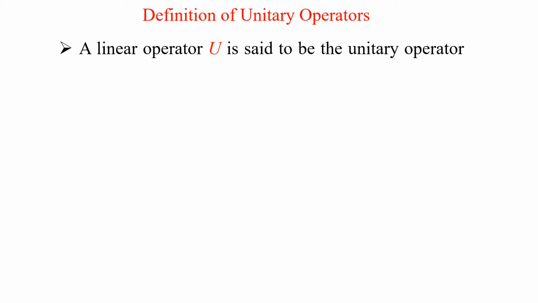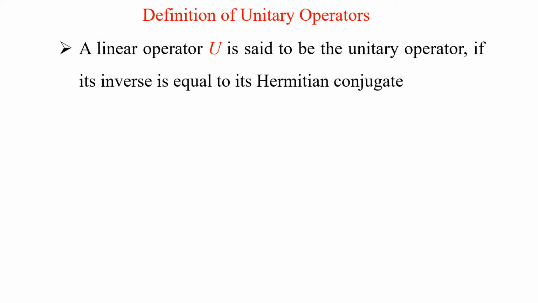As I have given a few lectures on unitary operator, here I am going to give only the definition of the unitary operator. A linear operator U is said to be the linear unitary operator if its inverse is equal to its Hermitian conjugate. That is, U dagger is equal to U inverse. You know the meaning of U dagger. If U is the unitary operator, then U dagger is Hermitian conjugate, and U inverse is inverse of the operator.